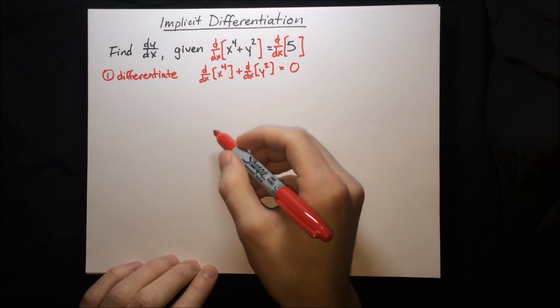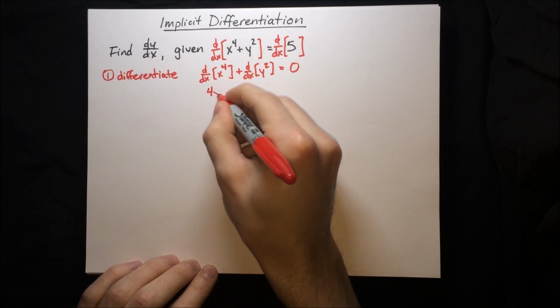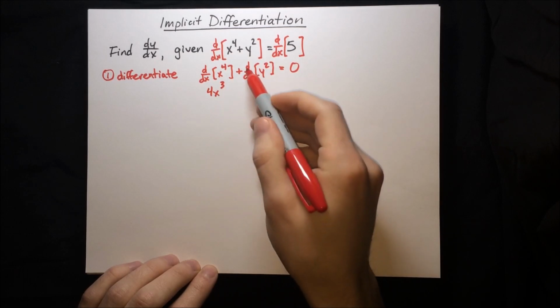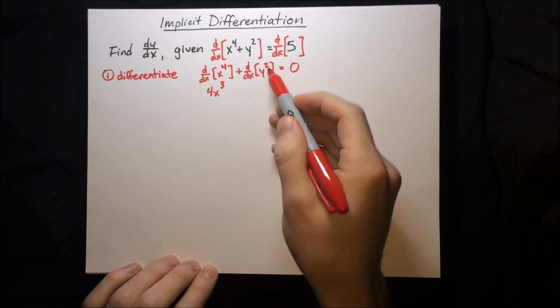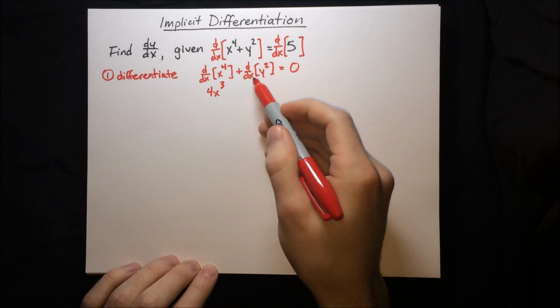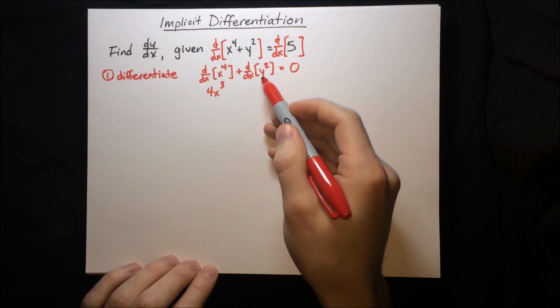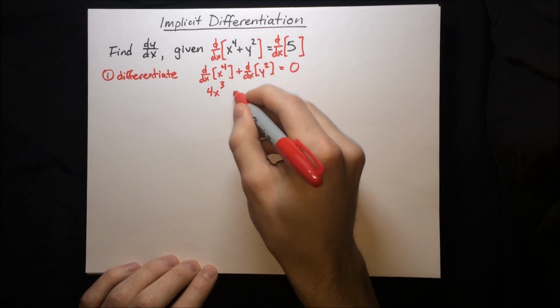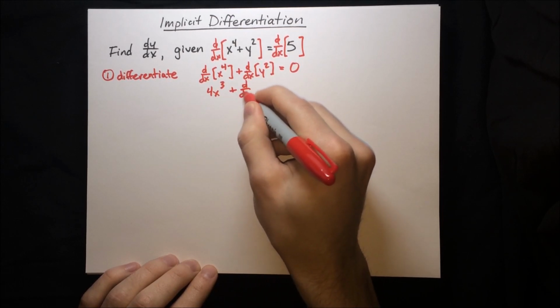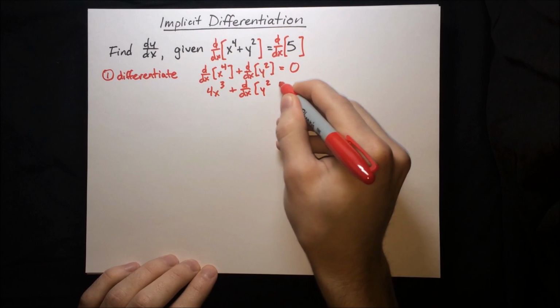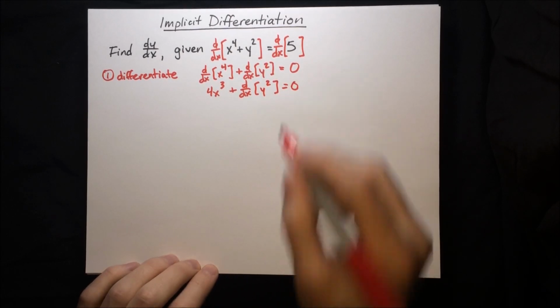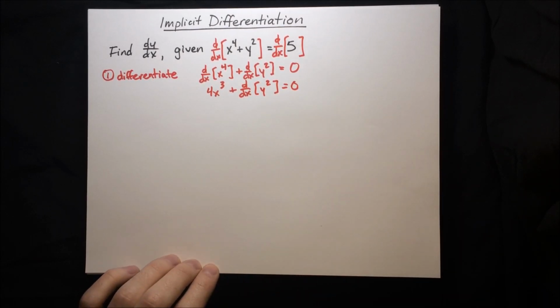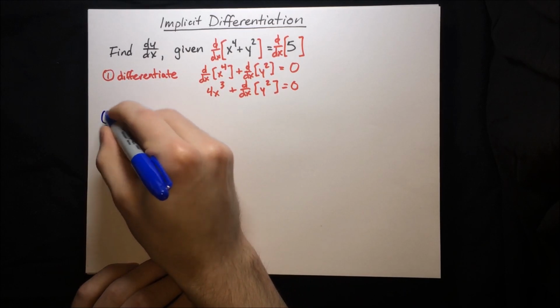The derivative of x to the fourth, from the power rule, we know that's 4x to the third. And then the derivative with respect to x of y squared, how do we do that? Well, there's no x in there, but y isn't a constant, so what do we do? So why don't we just leave it as d/dx of y squared for now, and then we'll take care of that in the next step. And the next step is to apply the chain rule.